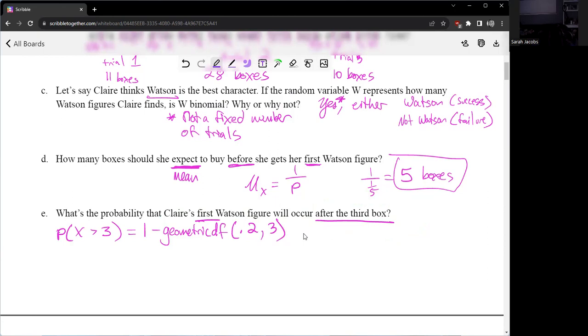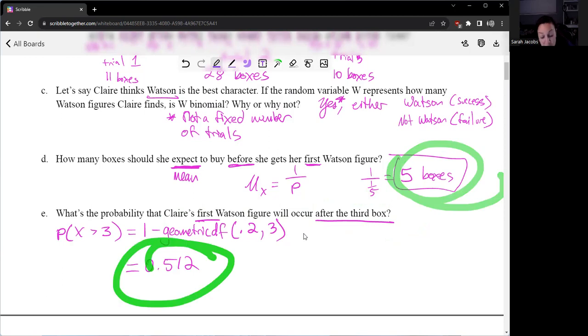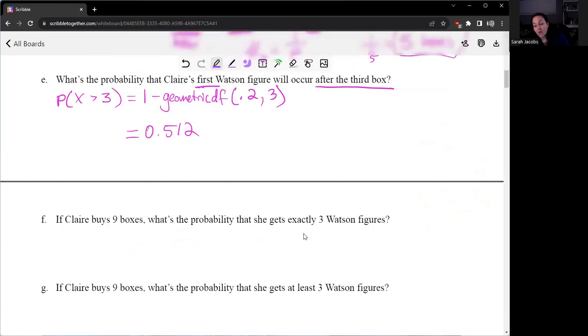Okay, so this is 0.512, about a 51.2% chance. Makes sense. We're expecting to buy 5 boxes before we get the first one. 50% chance she'll have to buy more than 3. Cool. That gels. Okay. Now we get into our binomial situation.